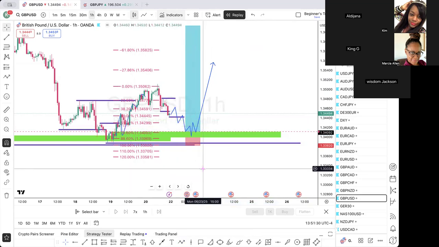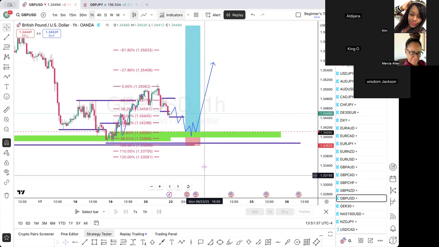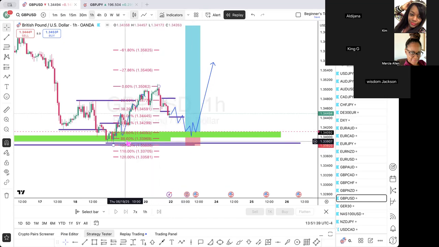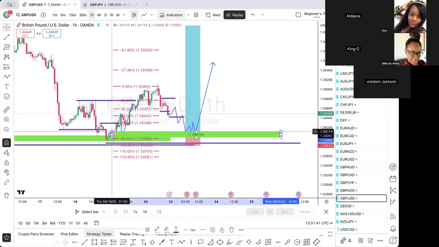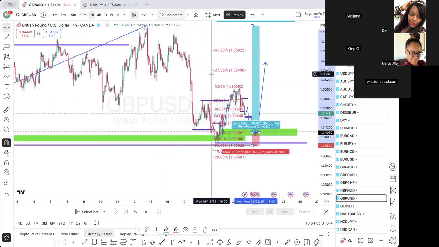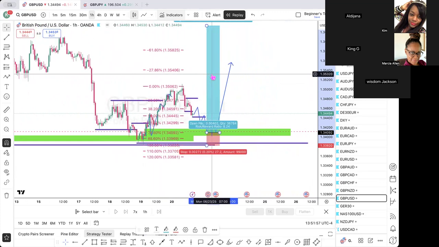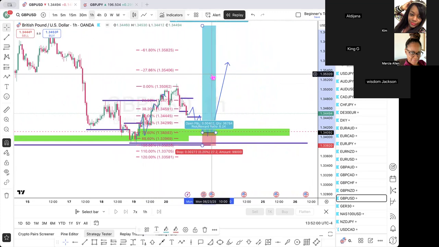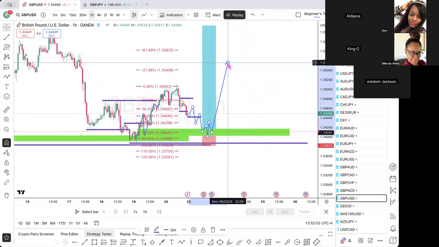I don't trade the 618. That is part of my trading plan. I don't even look at the 618. And matter of fact, this was the zone here. I would be looking for price to come down here and then start buying back up. Does that make sense? All right. Any other questions?